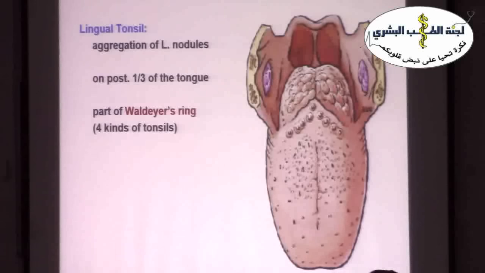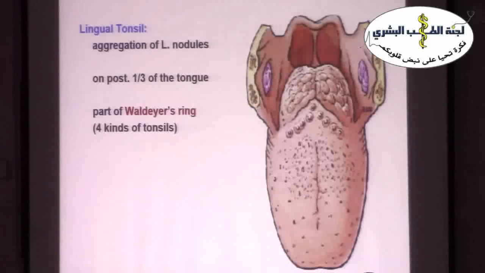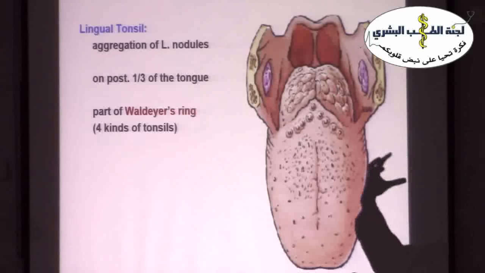The first one is in the roof of the nasopharynx, behind the nose, the roof. We call it the pharyngeal tonsil. This is the biggest one, the adenoid. Lateral to it, there are small ones around the openings of the Eustachian tube. You have to know this. We call them tubal tonsils. So behind the nose, we have a single pharyngeal tonsil and two tubal tonsils.